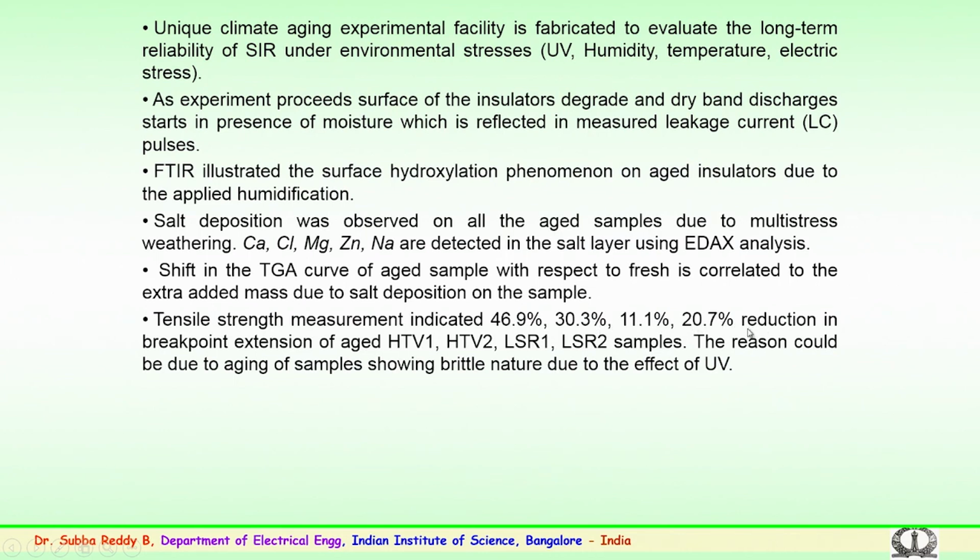So, it was shown that a decrease in this percentage was observed for the aged samples like HTV1, HTV2, or the high temperature vulcanized samples, 2 different samples, liquid silicon rubber 1 and liquid silicon 2, all 4 different samples. Experimentation was carried out and it was found that the decrease in tensile strength was observed. The reason again could be due to the aging of samples, which show over a period of time the brittle nature. This could be because of the effect of the ultraviolet radiations on the sample.